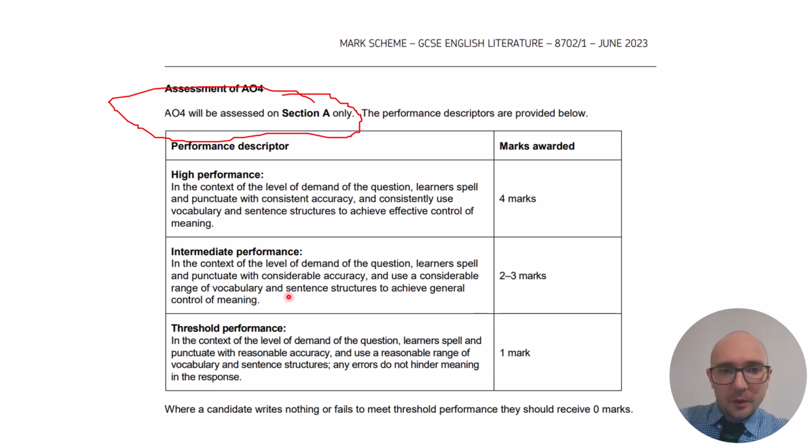Intermediate, it's sort of the same. It's just considerable range of vocabulary instead of effective control of vocabulary. It's just okay vocabulary. And then threshold is the basic. Have you used a reasonable range? It's okay. It's standard. That is the students who will use things like Macbeth was sad that his wife died, instead of saying something like melancholy began to seep in as Macbeth became aware of the gravity of the situation involving his wife's suicide and his impending doom, for example.